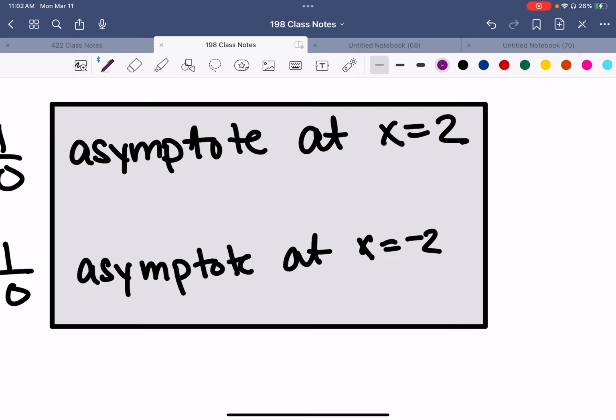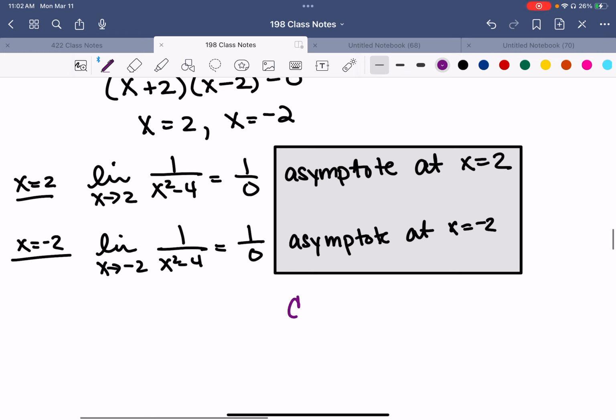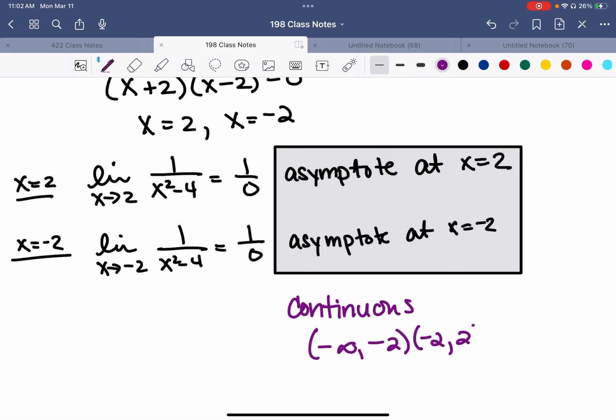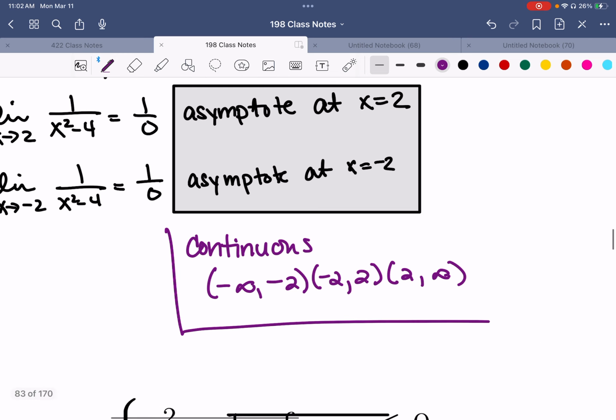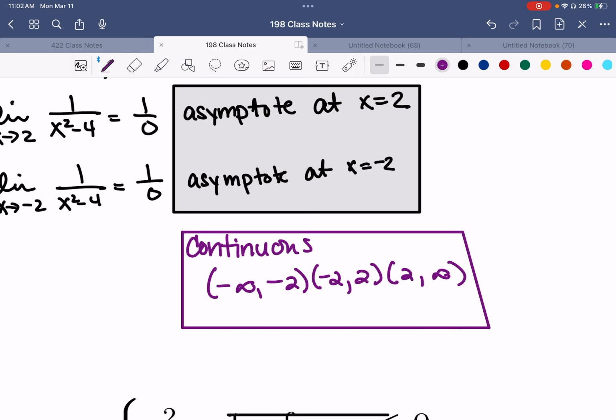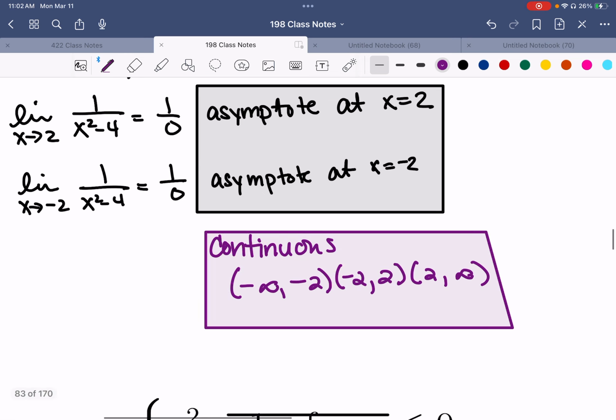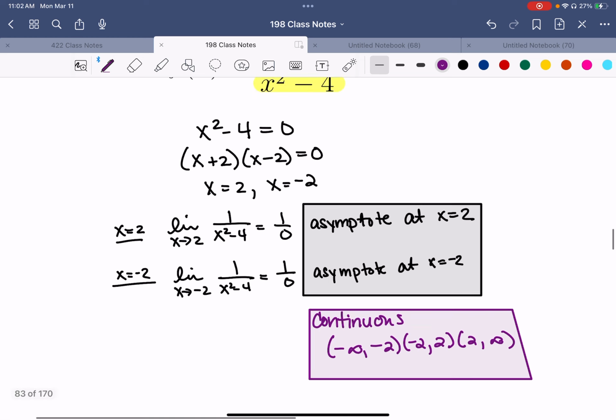And then if I want to talk about where it's continuous, well, it's continuous on the interval, and I only have to skip over -2 and +2. So I'm going to start at negative infinity, go to -2, jump over -2 by using two parentheses there, go all the way to 2, break at 2, and then go all the way to infinity. So it is discontinuous at x equals 2 and -2 because we have asymptotes, and then it's continuous everywhere else.